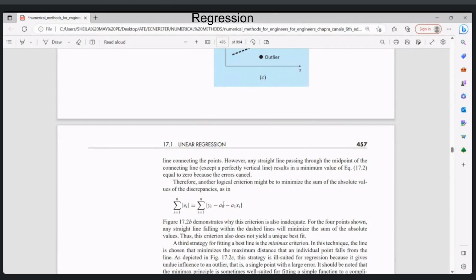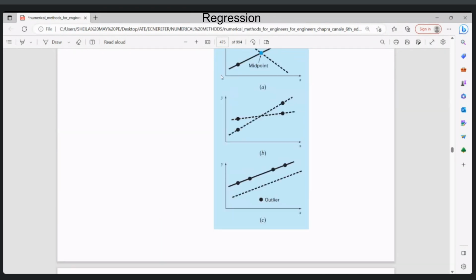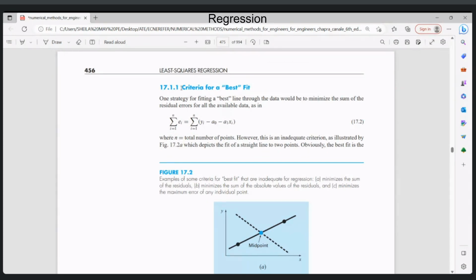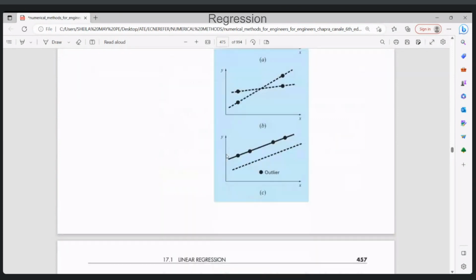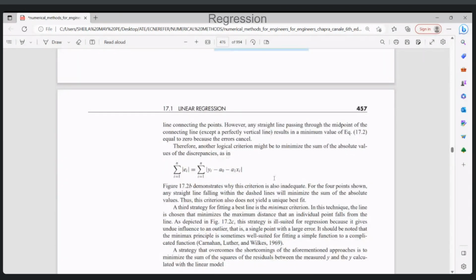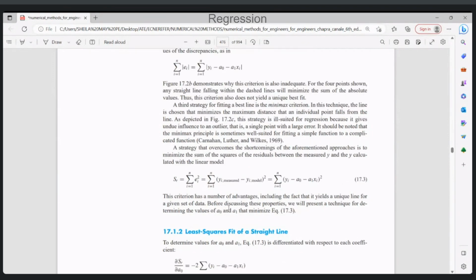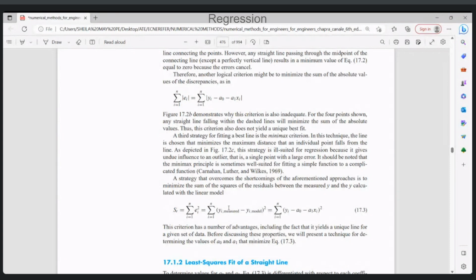Therefore, another logical criterion might be to minimize the sum of the absolute value of the discrepancies. Since it is not convenient to use to find the best fit, they made another one. This is the other equation, on absolute value, but it still narrows down the discrepancies. So they made a third strategy, which is the minimax criterion.